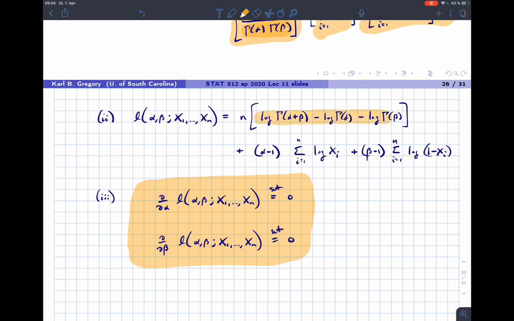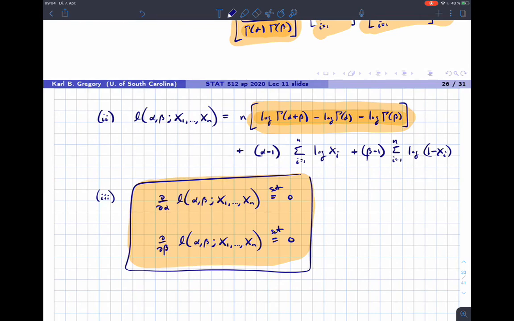What we notice, though, is it's going to get messy again, because we're going to have derivatives of the log of the gamma function, which is going to be the digamma function, which we cannot write down in a nice way. So we're going to wind up having to search numerically for our maximum likelihood estimators. So what we're actually going to do is not go any further with looking at derivatives. Instead, we're going to use R to find the minimizers of the likelihood.